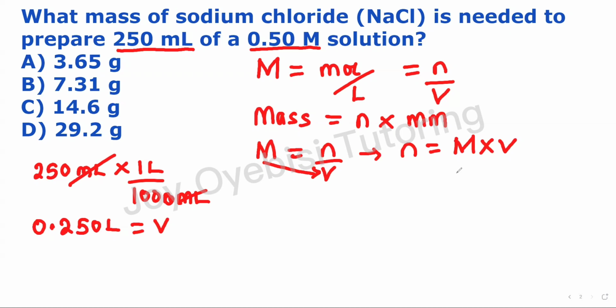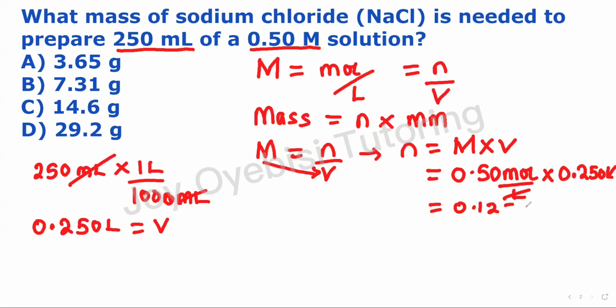The molarity is 0.50 moles per liter. Remember, that's the same thing. Then times the volume we just converted, 0.250 liters. The liters we cancel, 0.5 times 0.25 gives us 0.125 mole. Now we have the mole, we can go ahead and solve for the mass.